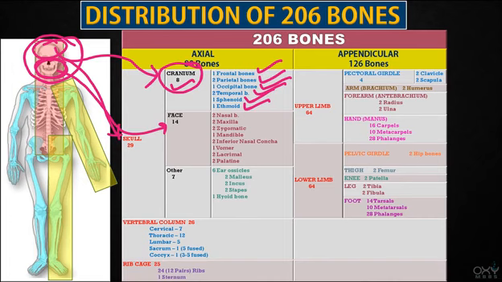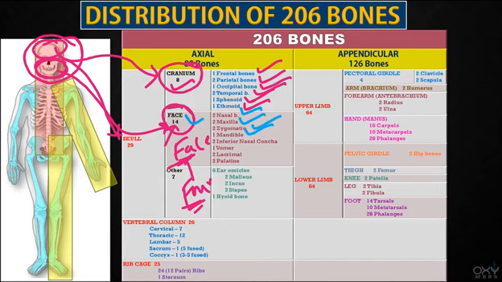And our face contains how many bones? 14 bones. Fe means face. Face means 14. Okay, so face includes 14 bones. And what are these 14 bones? 2 nasal bones, 2 maxilla, 2 zygomatic, 1 mandible, 2 inferior nasal concha, 1 vomer bone, 2 lacrimal bones and 2 palatine bones. And there are 7 bones which are associated with the skull.